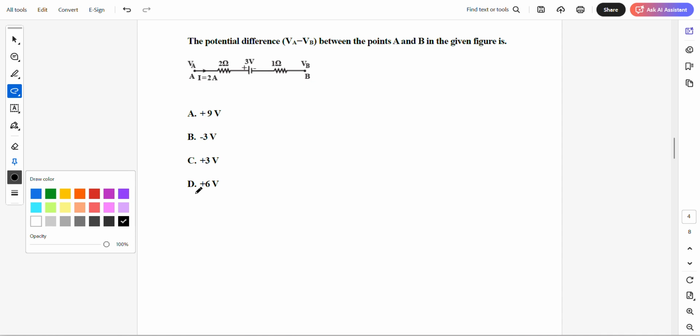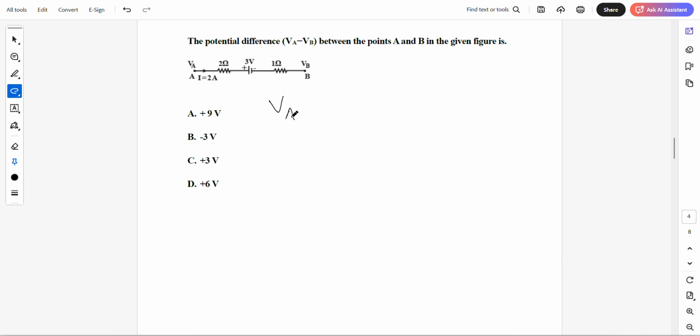Problem. You have to calculate the potential difference between A and B, between the points A and B. VA is here at point A, VB is here at point B. Now VA minus VB is equal to how much? Current of 2 amperes is flowing. How much is the drop here?